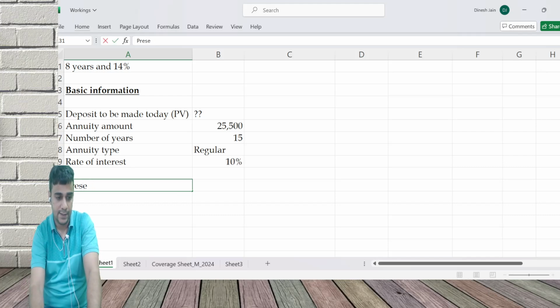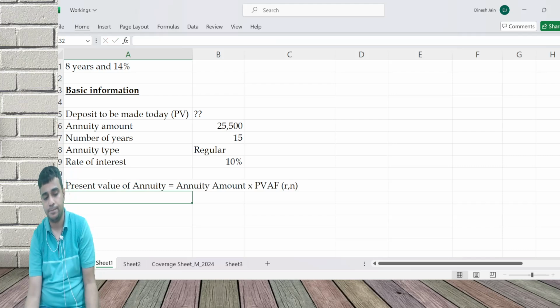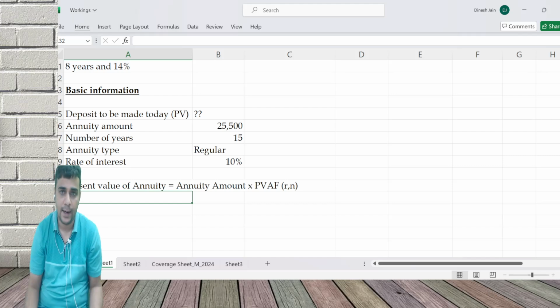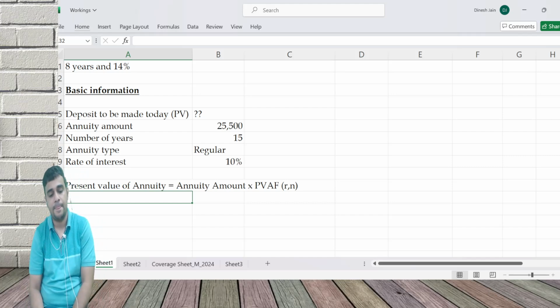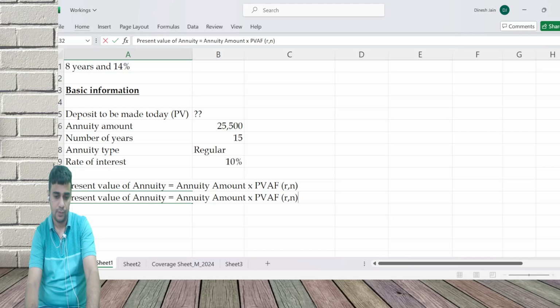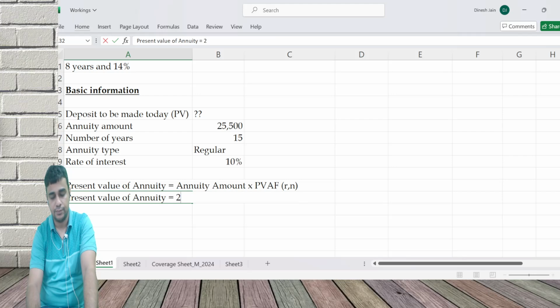Below this, present value of annuity is equal to annuity amount into PVAF R, N. Present value annuity factor R, N. What is the annuity amount in my example? Into PVAF, rate of interest.